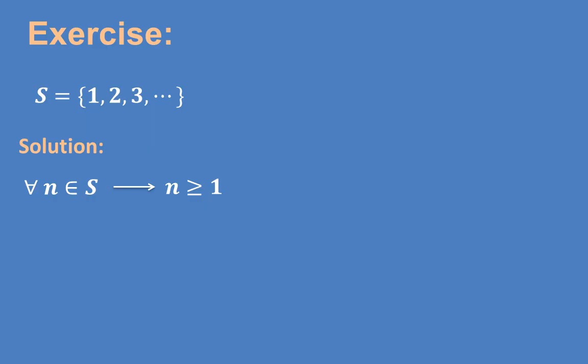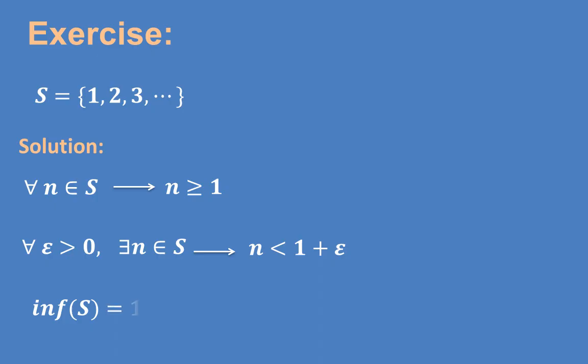And also, 1 is the greatest lower bound of S, where, for any positive real number epsilon, there is a real number n belonging to S, such that n is less than 1 plus epsilon. Thus, the infimum of S is 1.